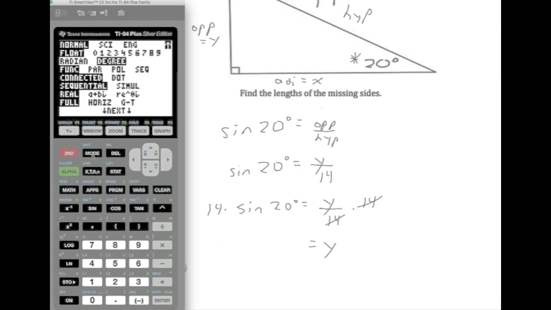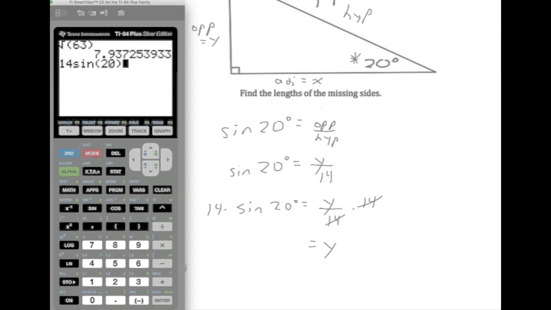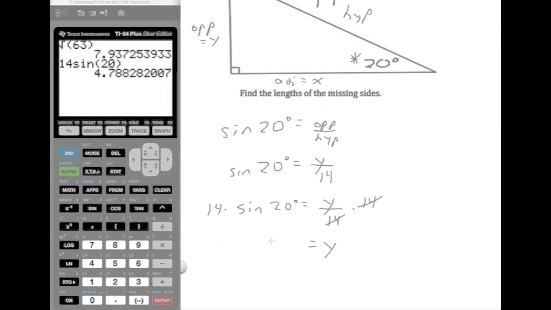I can get out of this screen by going second quit. All right, so I'm in degrees mode. And I'll round that out to 4.79. We could build that into our sketch.